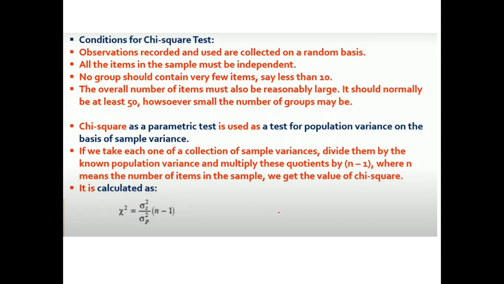Let's see what all the conditions are when we apply the chi-square test. Observations are recorded and collected on a random basis. It should be randomly collected. All items in a sample must be independent. It is not like one person's height is dependent on another person's. Similarly, if you are conducting a pressure, volume, temperature experiment, it should also be independent. You can assume one experiment you did in the morning, the second one you did in the evening, and they are independent of each other.